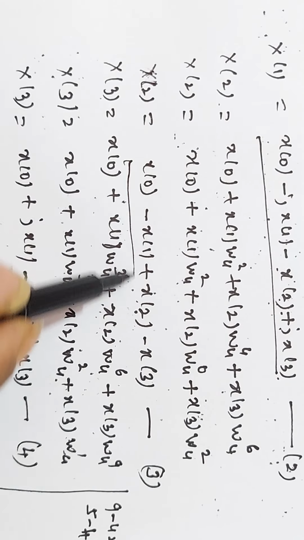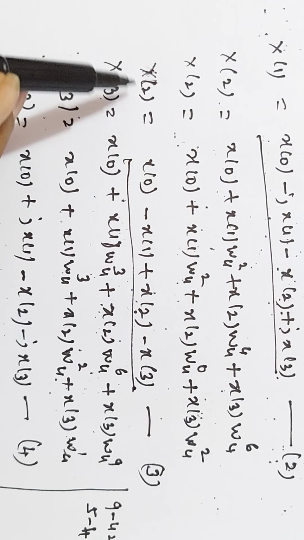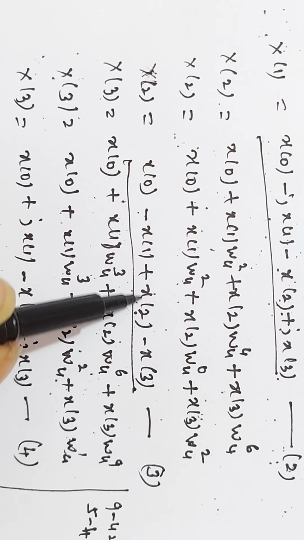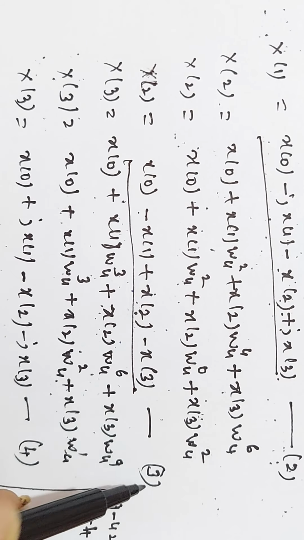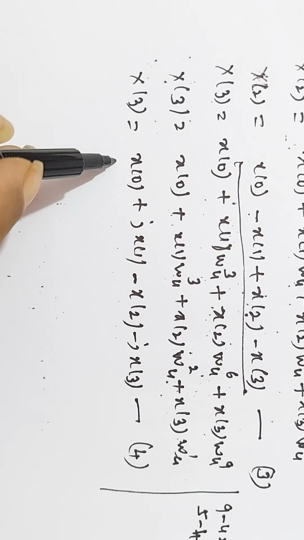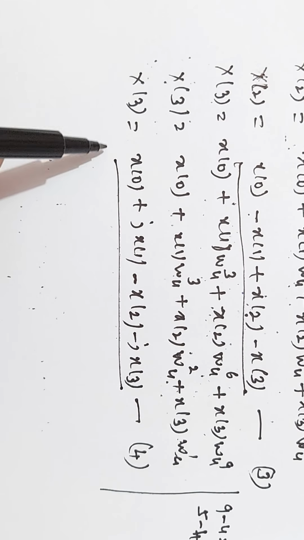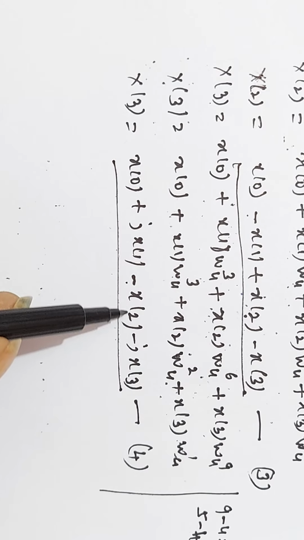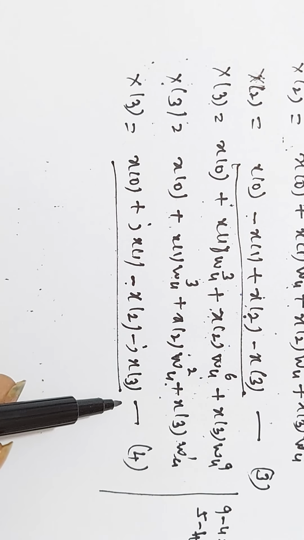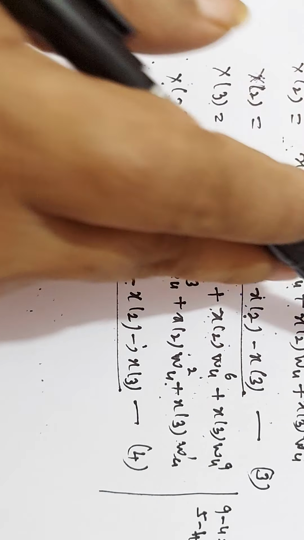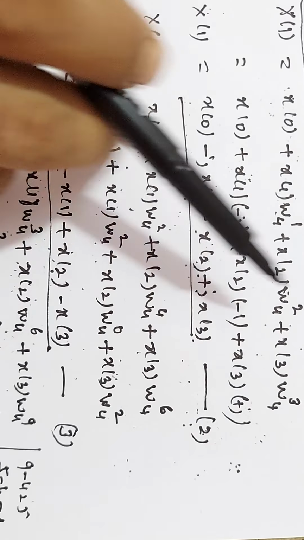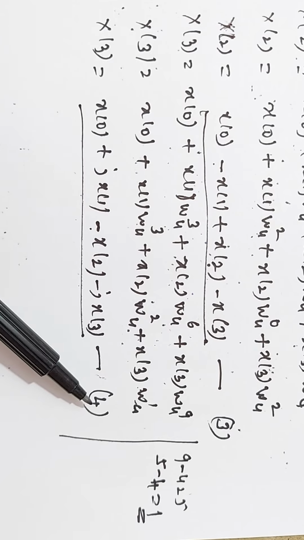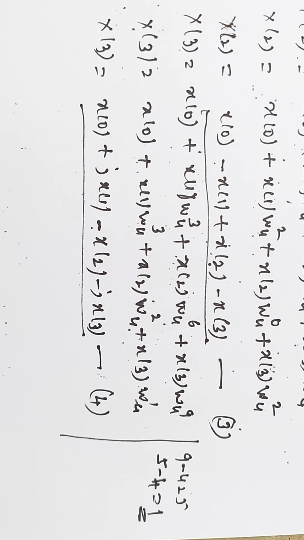And this will give you the third point DFT. X of 2 is equal to x of 0 minus x of 1 plus x of 2 minus x of 3. That is the third point. And this will give you the fourth point DFT. X of 3 equals x of 0 plus jx of 1 minus x of 2 minus jx of 3. So, by equations 1, 2, 3 and 4, you can calculate all the 4-point DFT.